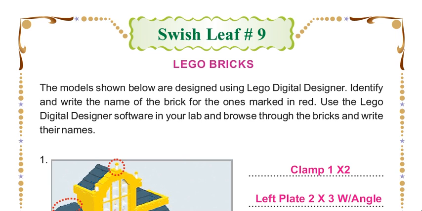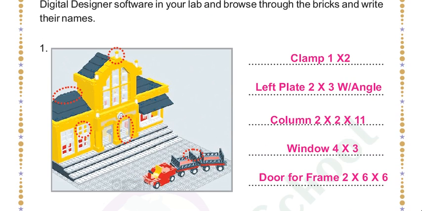So here there are so many types of bricks they used. See the first picture. Here the clamp 1 into 2 is used. Then left plate 2 into 3 W angle. Then column 2 into 2 into 11. Then window 4 into 3. Then door frame 2 into 6 into 6. So these all are the types of bricks they used here.